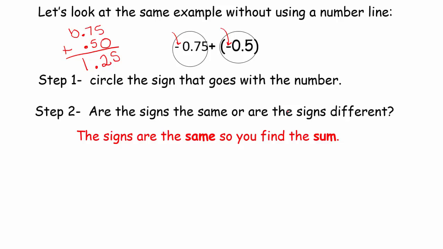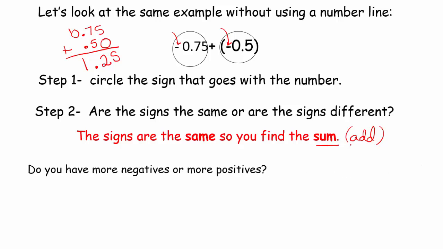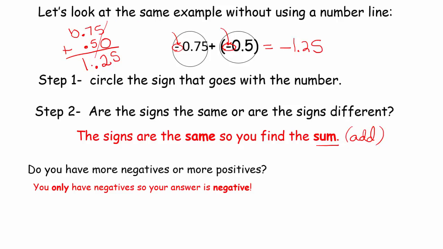Signs are the same, we found the sum. You remember the sum means add those numbers together. Then you ask yourself, do I have more negatives or more positives? Well, that first number I had negative, and the second number was negative. So that's almost like a trick question. You only have negatives, so therefore your answer needs to be negative. So the final answer is a negative 1.25. Here's our scratch work off to the side to help us arrive at that answer.